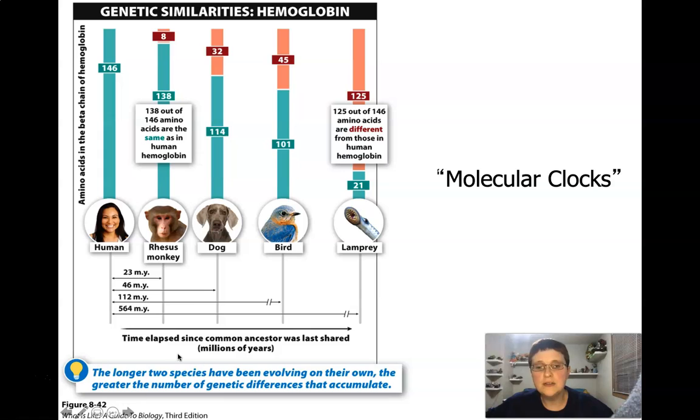And so the longer two species have been evolving on their own, the more differences they accumulate. And that, I hope, makes sense. The more that they're in those groups on their own, the more they're going to have differences.